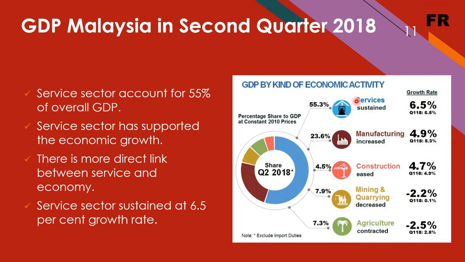This is the GDP chart of Malaysia. According to the GDP chart, in 2018 Malaysia's economy grew by 4.5% in the second quarter of the year. The service sector accounts for 55% of overall GDP. The service sector has supported the economic growth. This is a more direct link between the service and the economy. The service sector stood at a 6.5% growth rate.